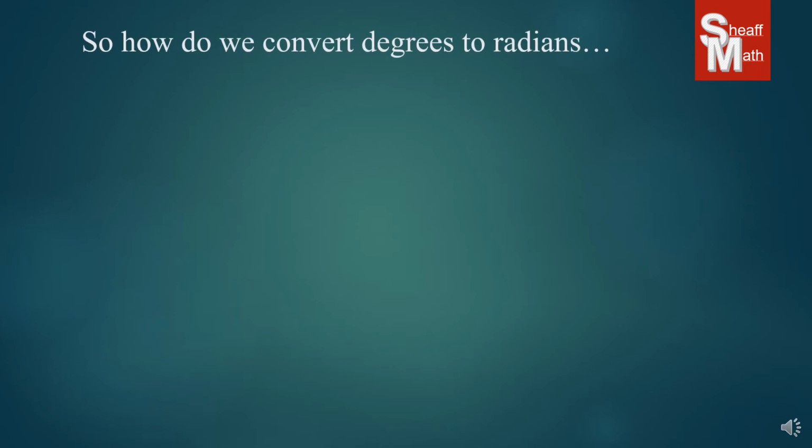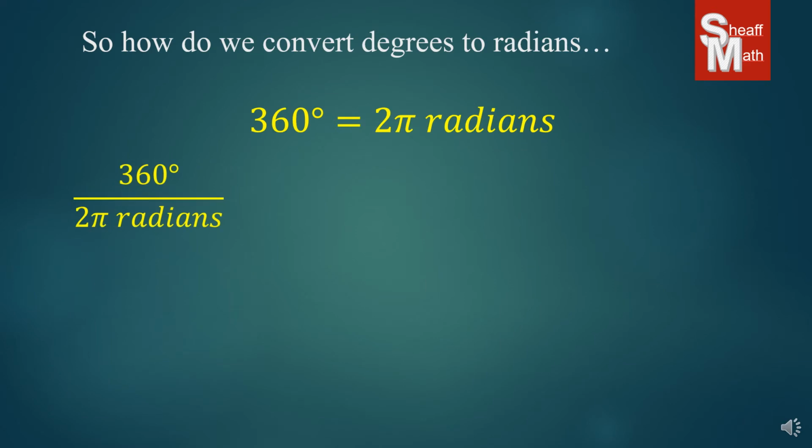Now, how do we convert degrees to radians? First of all, we know that 360 degrees equals 2 pi radians, or about 6.3 radians. If we put this as a ratio, kind of like miles per hour, 360 degrees per 2 pi radians, we can actually use this to form a proportion and find out any amount of radians for the degrees. So if you know the degrees, you put it in there and you can solve for the x radians.